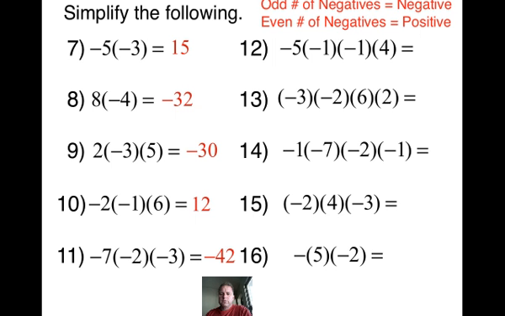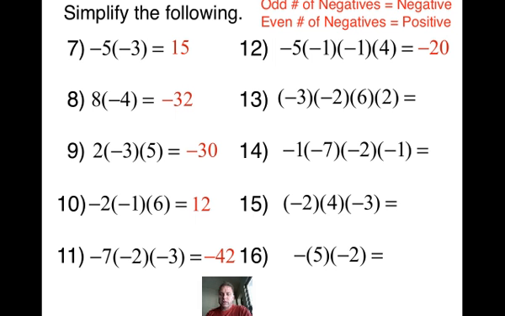Number 12. How many negatives do you see there? Well, we have negative 5 times negative 1 times negative 1 times 4. So I have 1, 2, 3 negatives. 3 is an odd number, so that means my answer is going to be negative. So I have 5 times 1 is 5, which I multiply by 4, and that gives me 20. And I'm going to have negative 20 here.